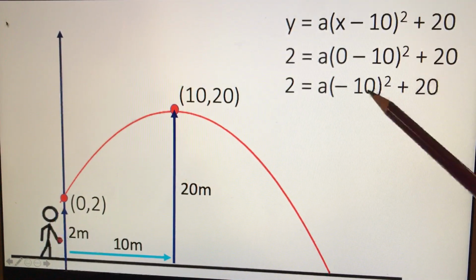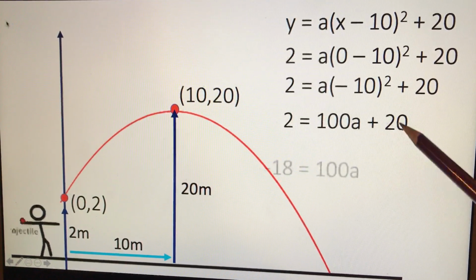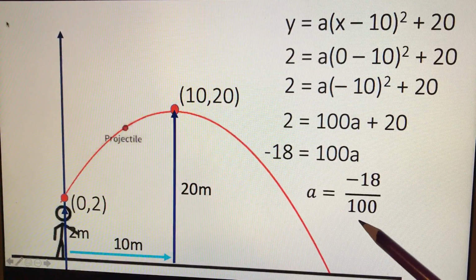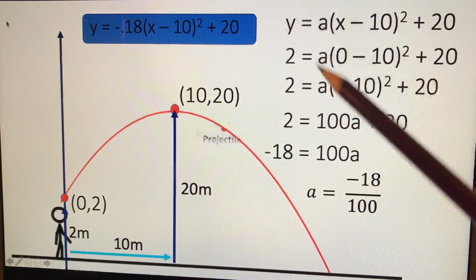0 take away 10 is -10. -10 squared is 100. There's my 100a. Take away 20 from both sides, and then divide by 100. That allows me to get my a. Then I can write my equation right there.